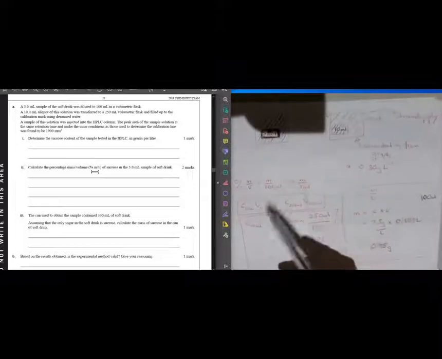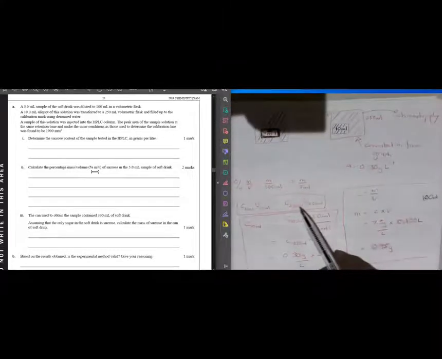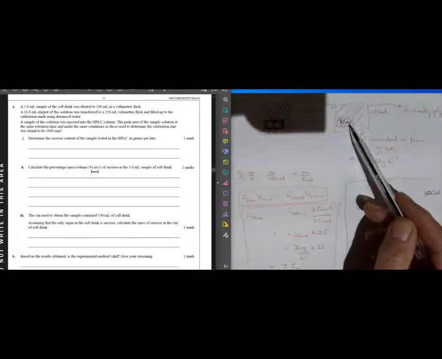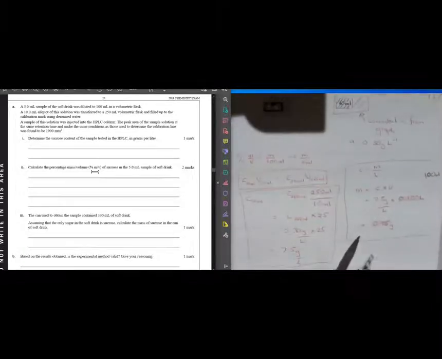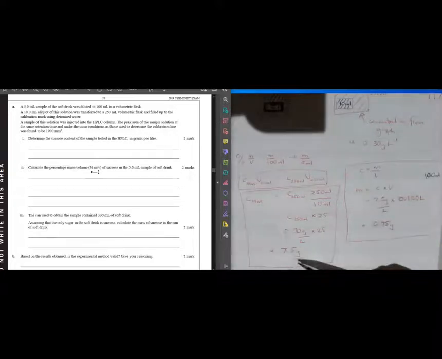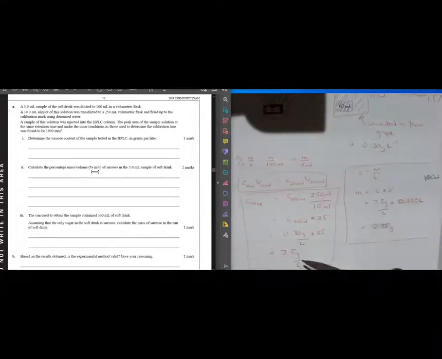So your C1 V1 is your 10 mls, your C2 V2 is your 250 mls. To work out the concentration in your 10 mls, you just take this over the other side and divide it. So you've got the 250 divided by 10, which means you're going to multiply. This is 25 times more concentrated than the 0.3. So in your 10 mls, you have a concentration of 7.5 grams per litre.